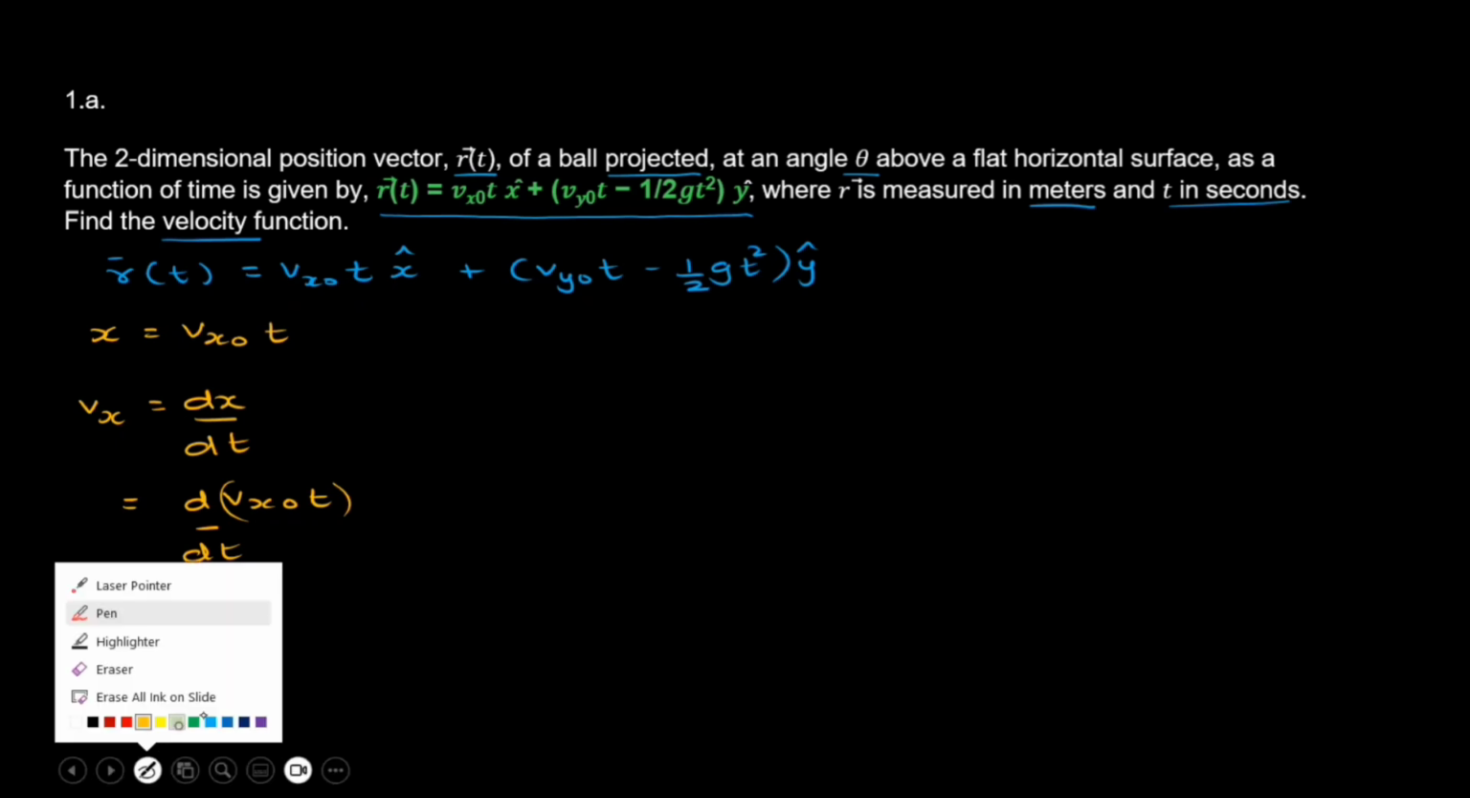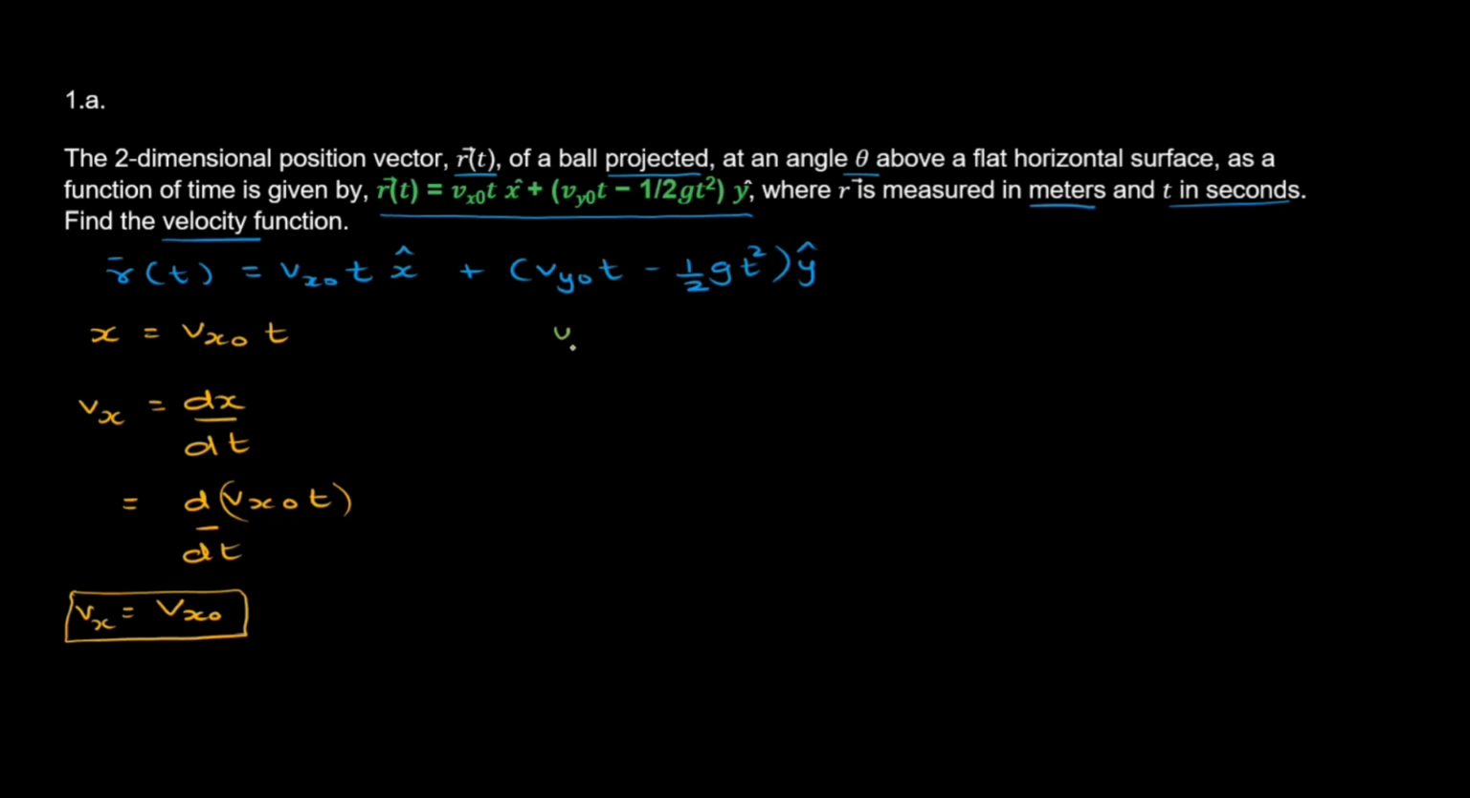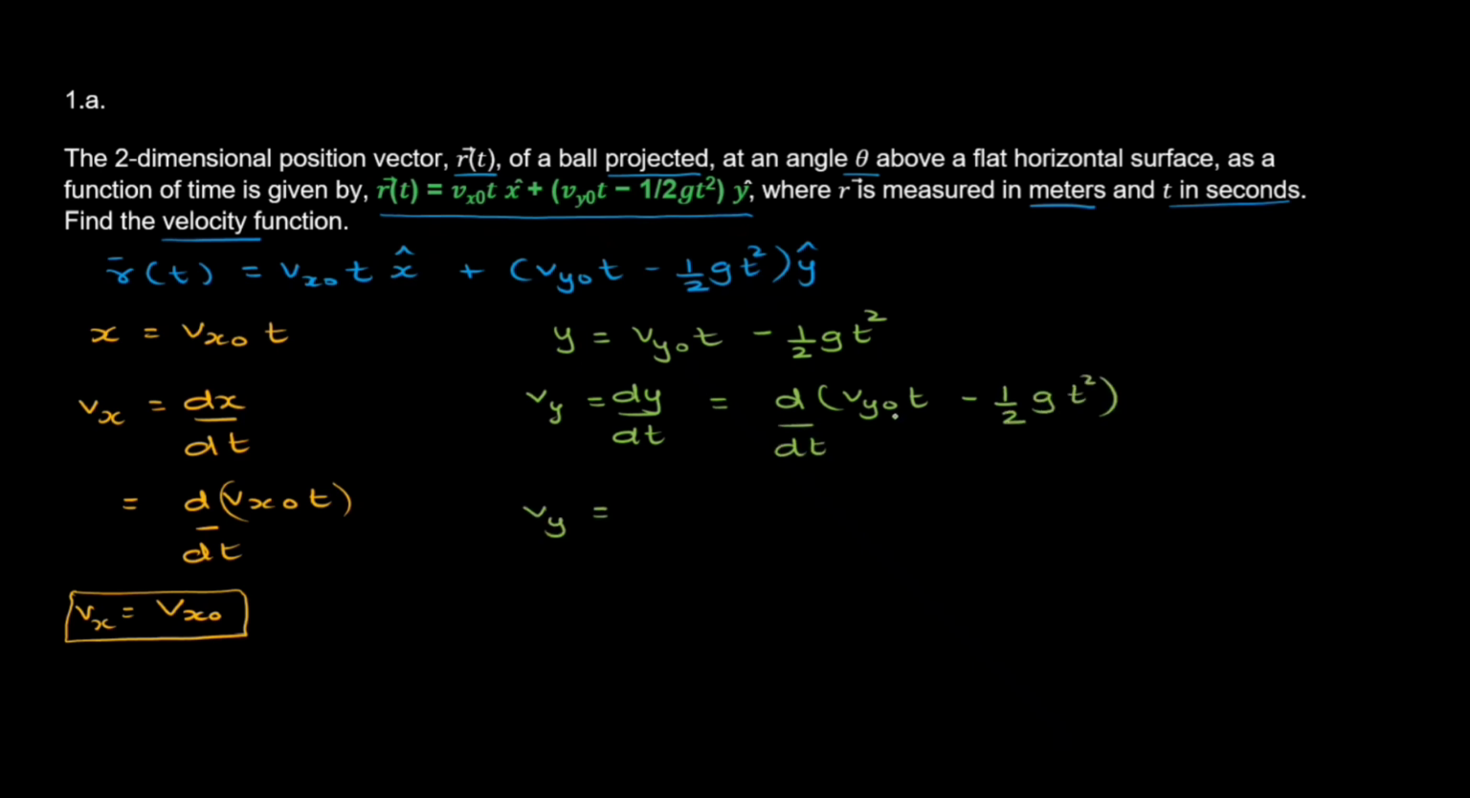We do the same thing with the y component. We will write the y component of position as all the terms with y cap, so vy0 t minus half g t squared. Then we can find the y component of velocity by taking the derivative of y with respect to time t. So that will be equal to the derivative of vy0 t minus half g t squared. Again, any term which is not time t will be treated as a constant. So vy0 here is a constant. We keep it as it is.